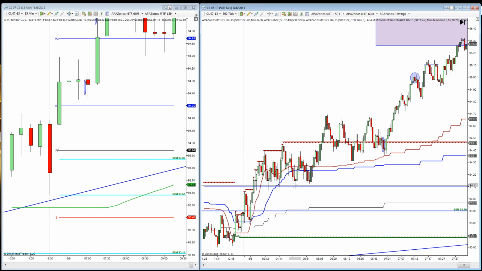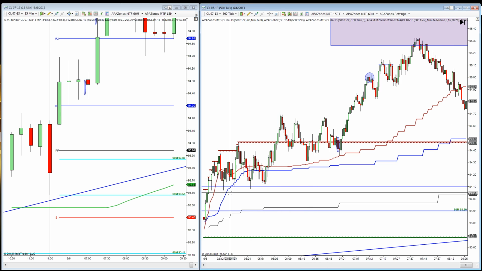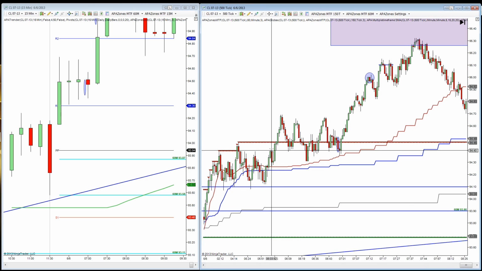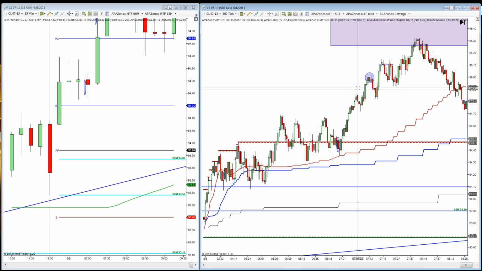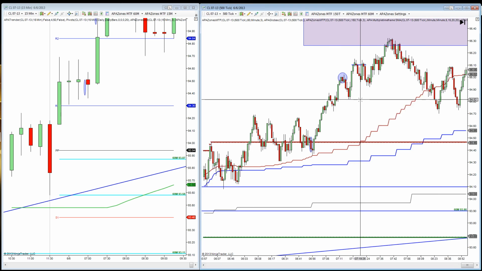So price was actually using that 60-minute level to find support off of it, even though it was the wrong type of zone. That's where the bottom of that thing was, and it was just staying inside the 60-minute level, and then finally busted it.